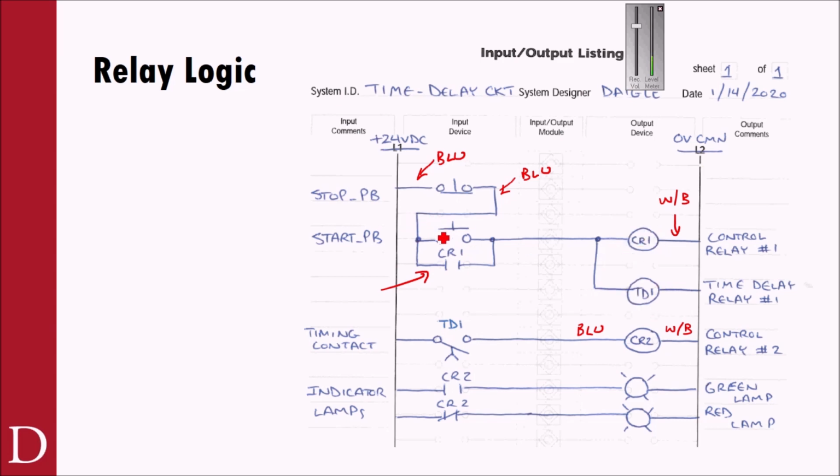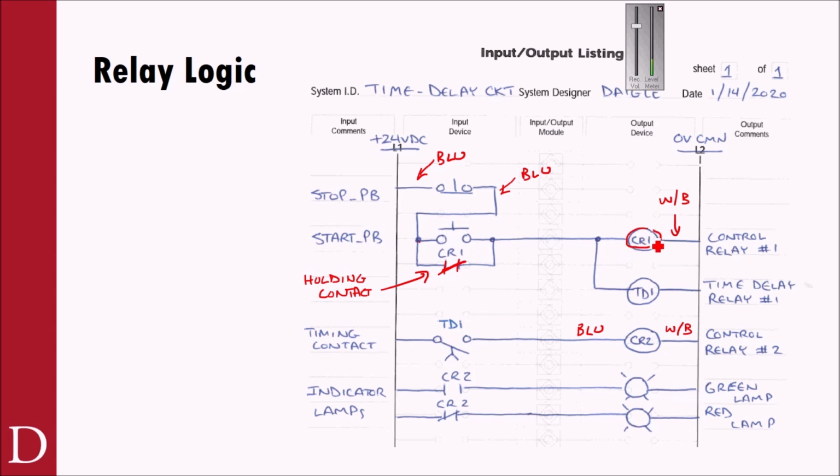What you'll notice though is that when I hit start, it's momentary. So if I release start right away, these coils are de-energized right away. However, CR1 is going to close this contact. So when I release this, it holds it. So we call CR1 there a holding contact. That's very important.